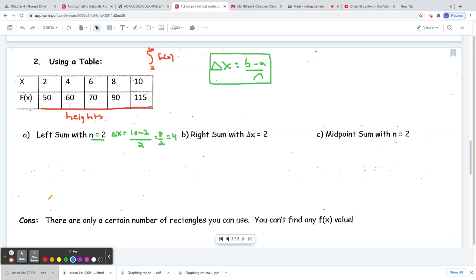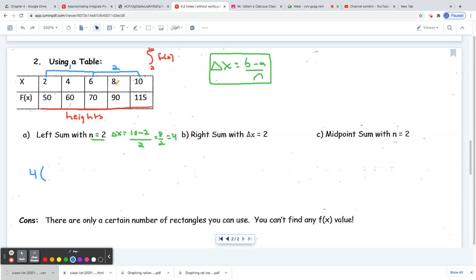That means that when we do our area, 4 goes on the outside. Delta x always goes on the outside. Now, there are 2 rectangles, and I'm starting at 2. If my base is 4, what's 2 plus 4? Well, 2 plus 4 is 6. So my first rectangle starts at x equals 2 and ends at x equals 6. My next one goes from 6 to 10, because 6 plus 4. So there's rectangle 1, there's rectangle 2.